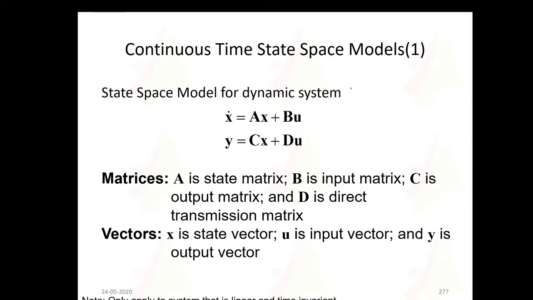Okay, then for continuous time systems, we have the state space model for the dynamic system: x dot equal to Ax plus Bu, y equal to Cx plus Du. The matrix A is the state matrix, B is the input matrix, C is the output matrix, and D is the direct transition matrix. Small x, u and y are the state vector, input vector and output vector.